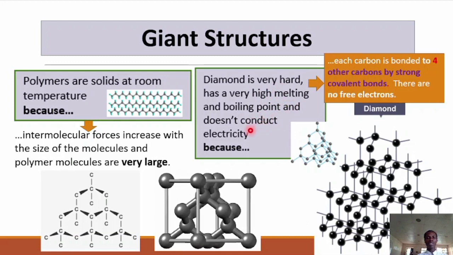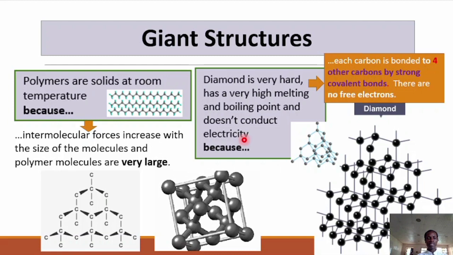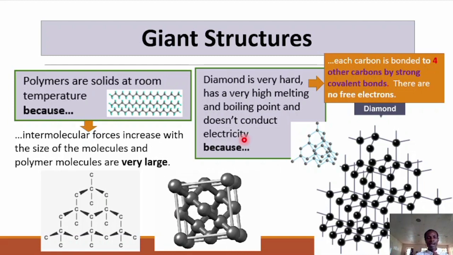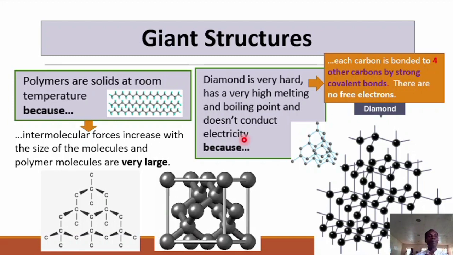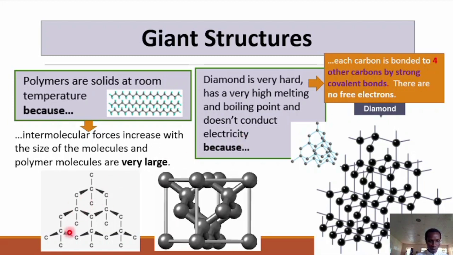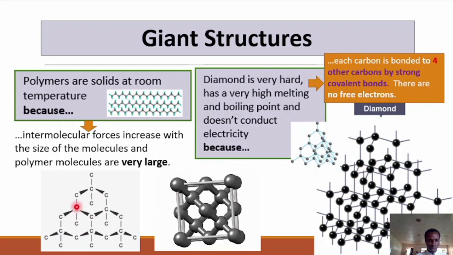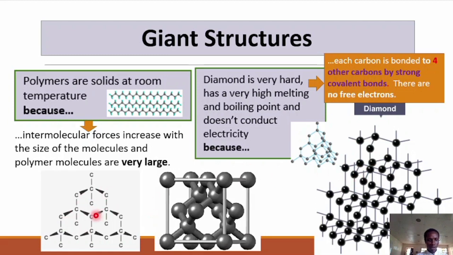and does not conduct electricity. Now we want to see why diamond does not conduct electricity, why diamond is hard, why diamond has a high melting and boiling point. Now look at this structure. This is the structure of diamond. All the structures you are seeing here are structures of diamond. So here is the breakdown of the structure of diamond.